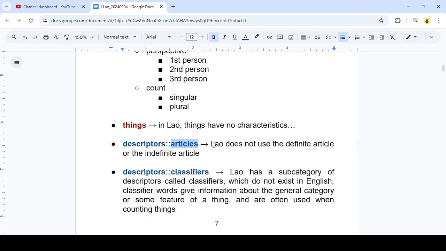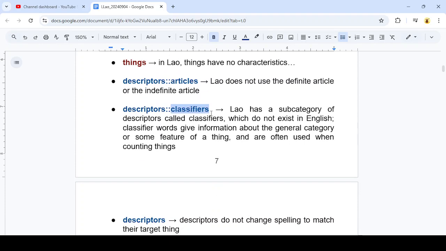As far as articles, meaning the definite and the indefinite article, Lao actually does not use the definite article, and also does not use the indefinite article. So that means that there's no literal translation of the words the or a from English. So it does simplify things. It also makes it so that there's maybe multiple translations possible for Lao sentences, and you're going to have to rely on context more.